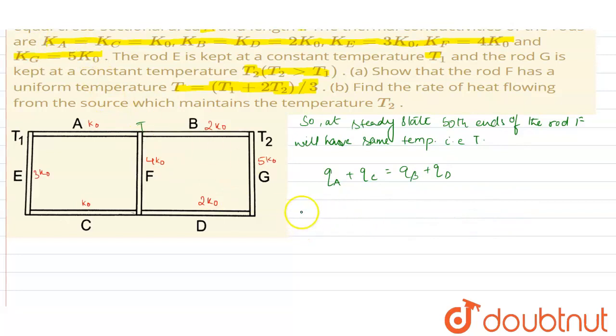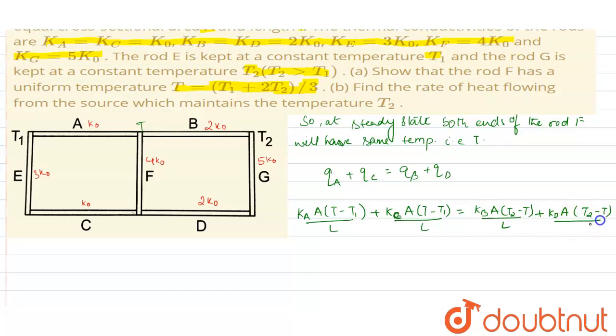Okay, so the equation for the heat flow from the rod A will be Ka into A into T minus T1 divided by L plus Kc into A into T minus T1 upon L, will be equal to Kb into A into T2 minus T divided by L plus Kd into A into T2 minus T divided by L. Now from here when we calculate it, what we get is Ka times T minus T1 plus Kc into T minus T1 will be equal to Kb into T2 minus T plus Kd into T2 minus T.